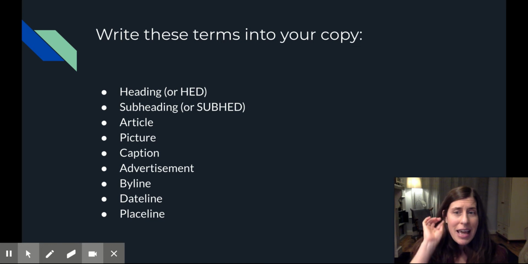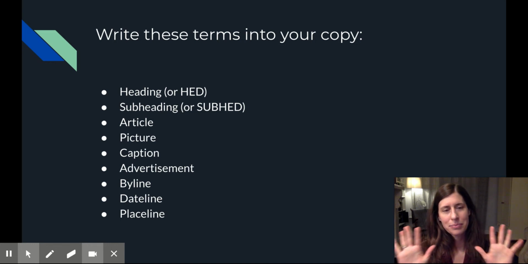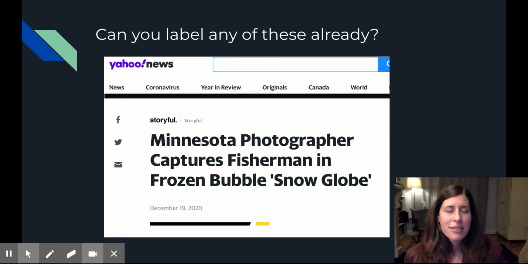Now I want you to pause again and go ahead and write down these terms into your copybook. All right, maybe some of you know some of these terms already, but some of them might be new. Go ahead and pause and write down heading, subheading, article, picture, caption, advertisement, byline, dateline, and placeline. Those are going to be part of the layout of the newspaper. Okay, so some of these you might know already.